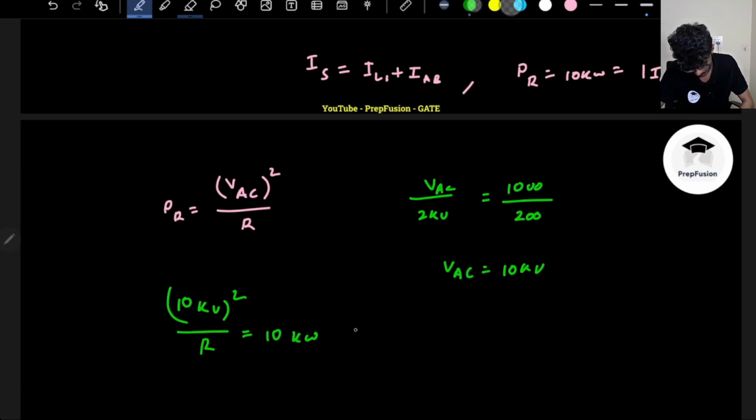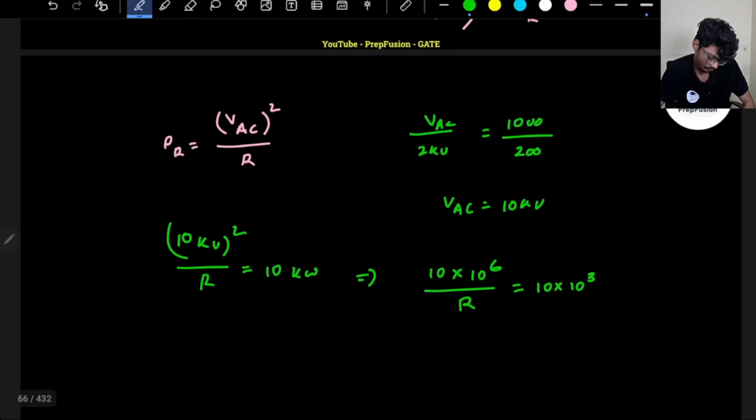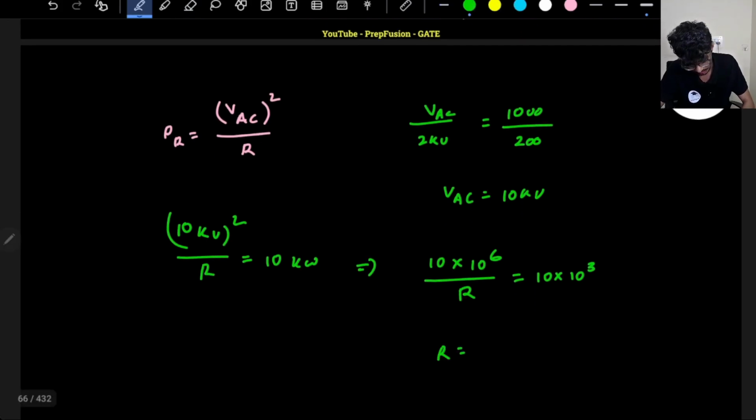So I can write it here that this will be 10 into 10 raised to power 6 divided by R equals to 10 into 10 cube. So I can get the value of R. This will be 1 kilo ohm.